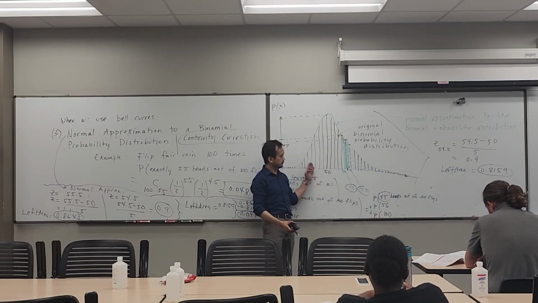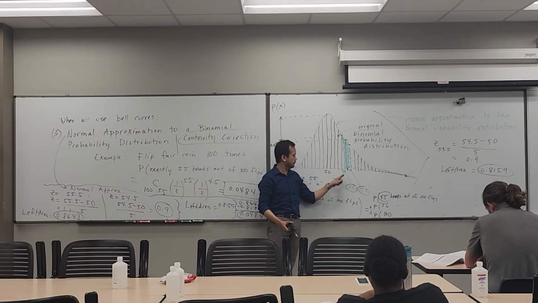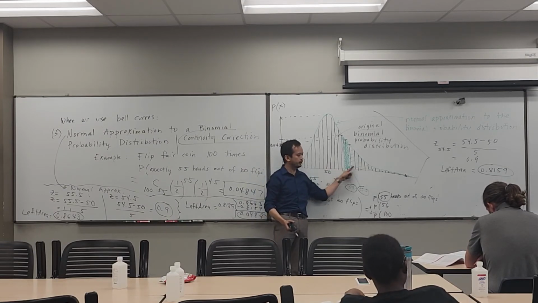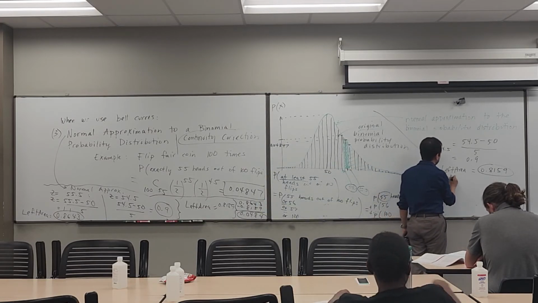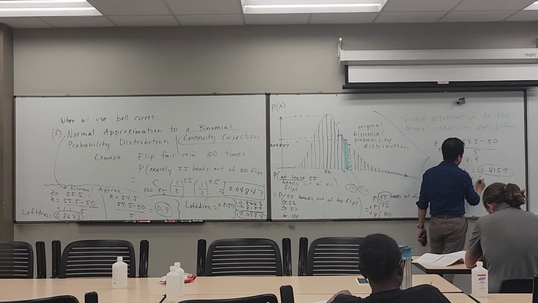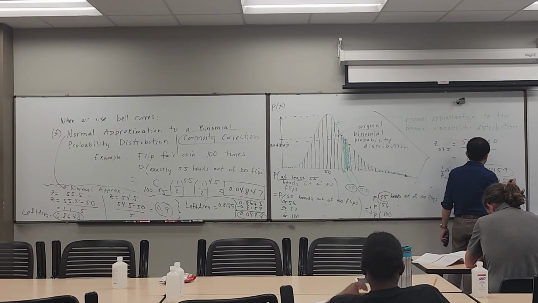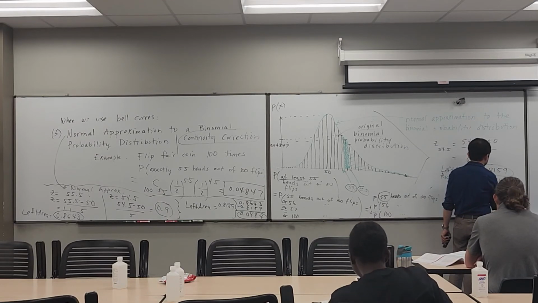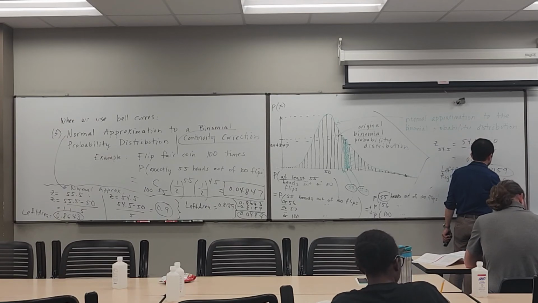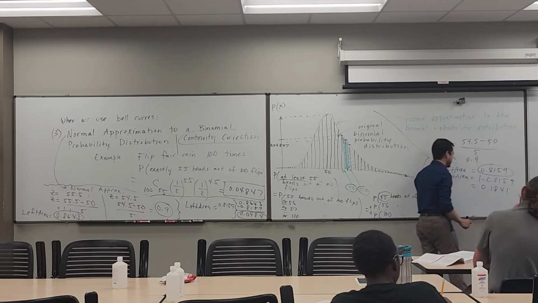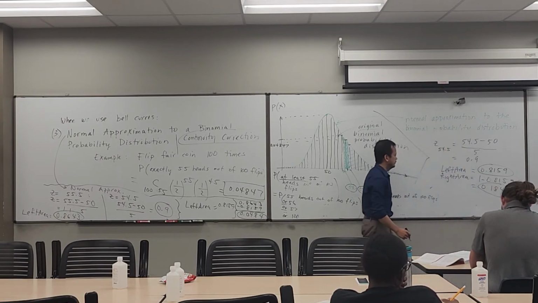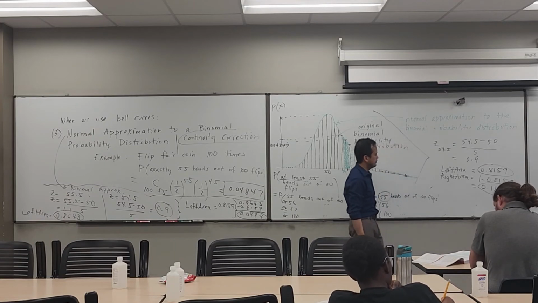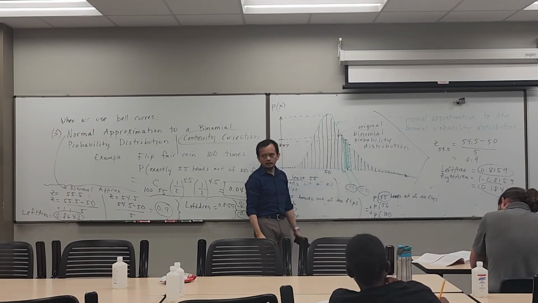So that's the left area relative to this data point, but we want the total right area, which is in green. So the right area will be 1 minus 0.841. So what does this mean?